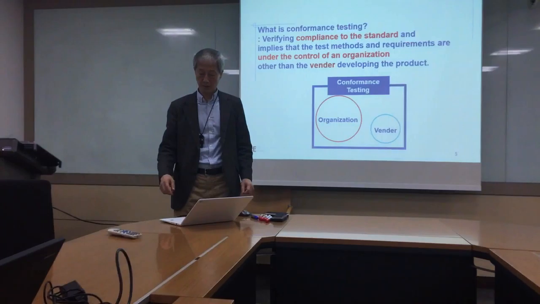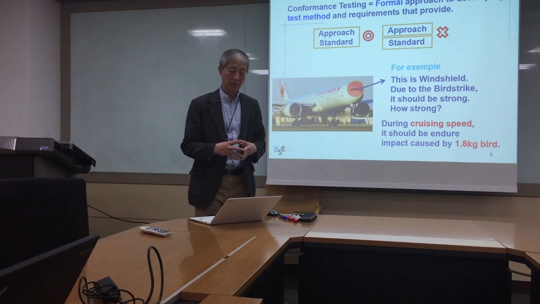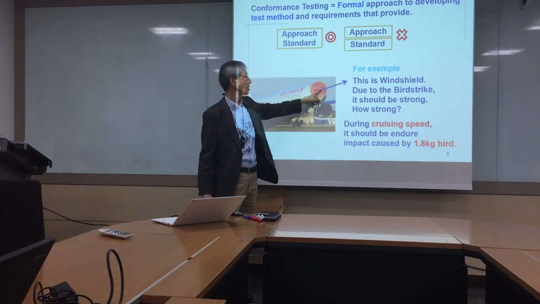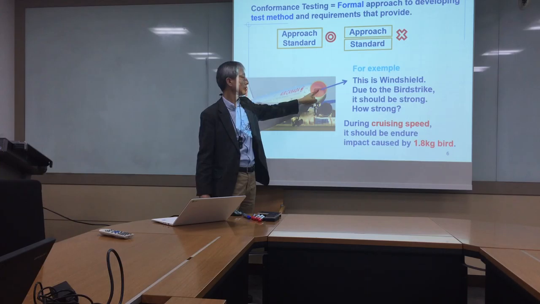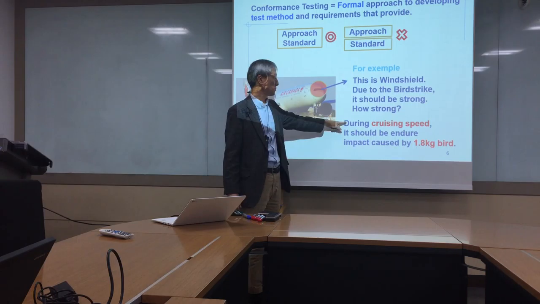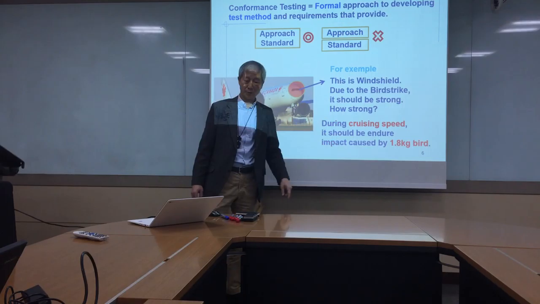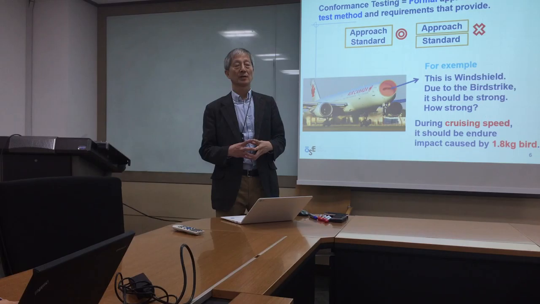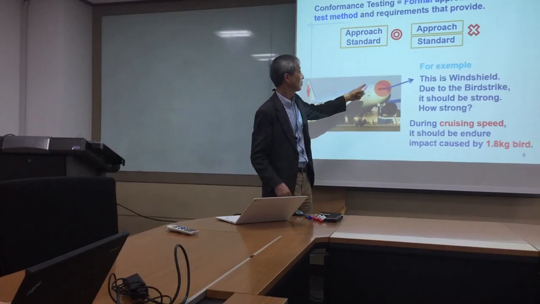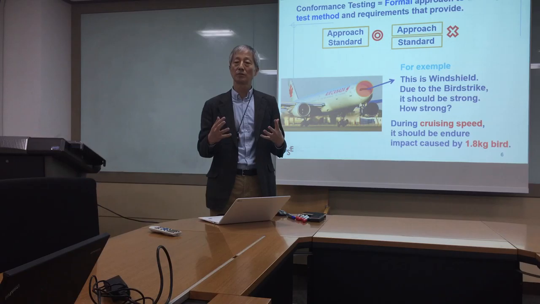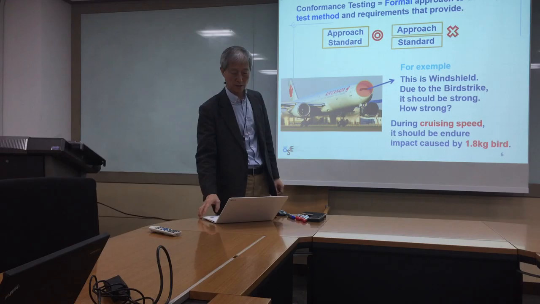Conformance testing is a formal approach to developing test methods. For example, take the windshield, the window of an airplane. Because of bird strikes, it should be strong enough, right? But how strong should it be? Because of the speed of the airplane and the weight of the bird, it should endure the impact caused by a 1.8 kilogram bird. It's a big one. So this is the standard requirement for an airplane window. Then it should be tested by a testing organization. When it is successful, it is said to conform to the test requirement of the standard. There is a conformance requirement.